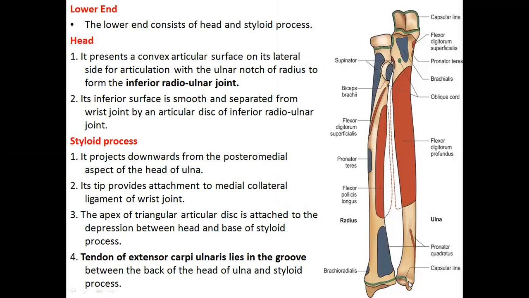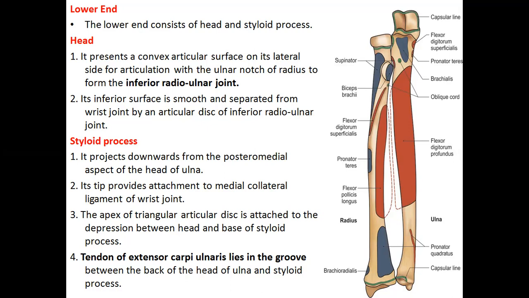Coming to the lower end of the ulna, very simple. It has only one rounded head and then one styloid process. This head articulates with the triangular notch of the radius to form the inferior radioulnar joint. The styloid process projects downwards, and we know it is a little above in position when you compare it with the styloid process of the radius. The styloid process at its tip gives attachment to the apex of the triangular articular disc, which separates the cavity of the wrist joint.